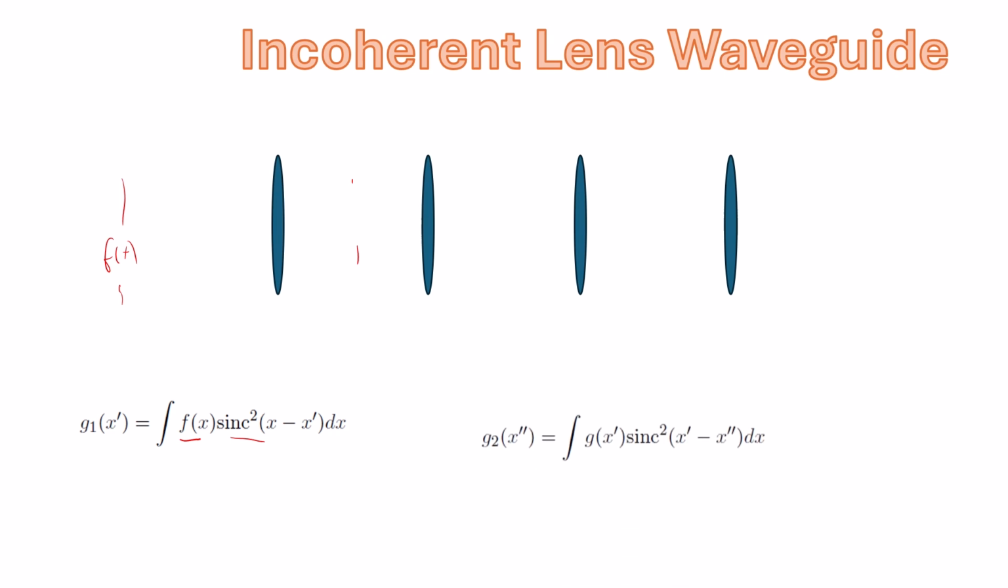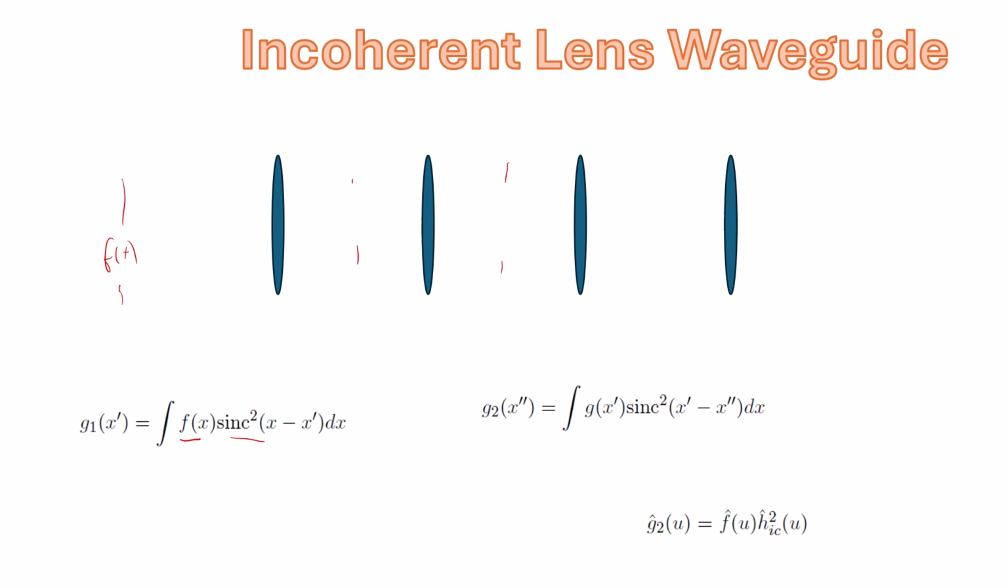Now, if you went through successive stages of the lens waveguide, if you reconvolve with sinc squared, of course, the field would be degraded after each lens. So you have the triangular bandpass that we have with the coherent system, the Fourier transform of the sinc squared. If you continue to multiply by the triangular bandpass, your bandpass would be degraded after each lens.